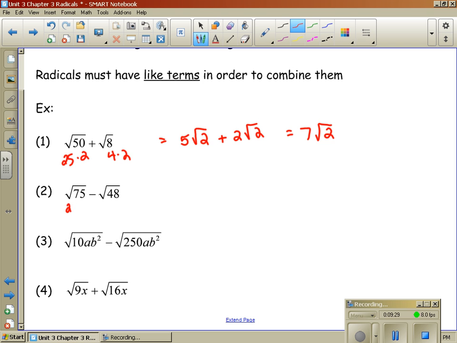75, 25 and 3. 48, 16 and 3. So we have 5 square roots of 3 minus 4 square roots of 3. 5 minus 4 is 1, so 1 square root of 3, or just square root 3.